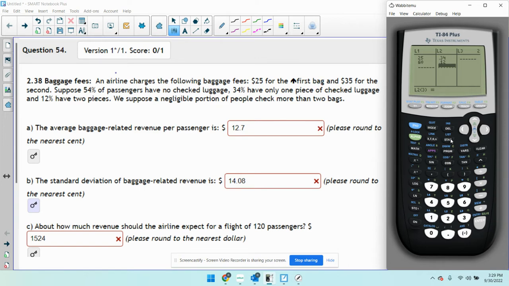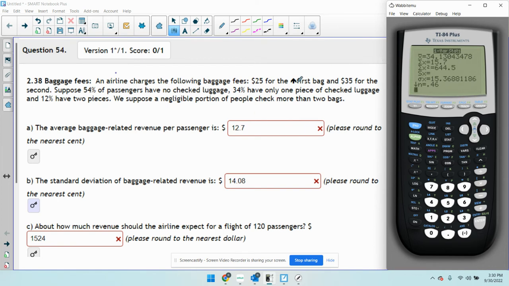Now, if I go back to the stat menu, I can calculate some statistics off of this data using the one variable statistics command. So I'm going to hit stat, then over to calculate, hit option 1. My data list is L1. The frequencies, or their probabilities, those are interchangeable, are coming from L2. So I'm going to plug L2 into that. I'm going to hit second and then the 2 button to pull up list 2. And then it's going to calculate everything I need for me.